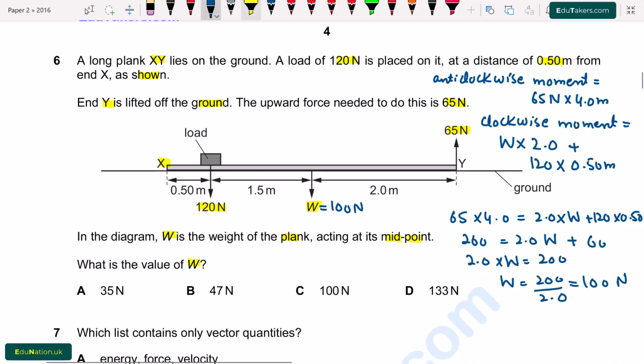Now we see the options. Option A 35 Newton, B 47 Newton, C 100 Newton. So option C is correct from here.